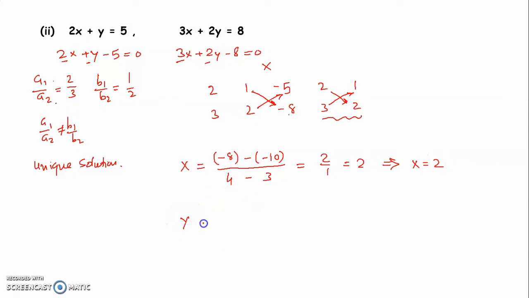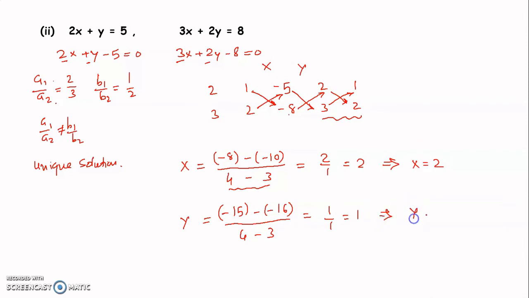And same way, if you want to find out the value of y, we will do the cross multiplication of these two terms. Minus 5 multiplied with 3, that is minus 15, minus 8 multiplied with 2, that is minus 16. And the denominator will remain same. Whatever we have in the denominator of x, the same denominator we will have in y. So if you simplify it, minus 15 minus minus plus 16, that will be 1 divided by 1, that is 1. So x equal to 2 and y equal to 1. This is our answer.